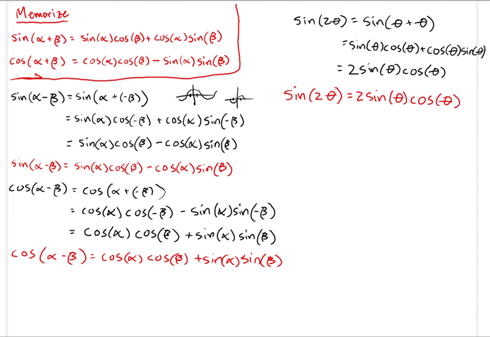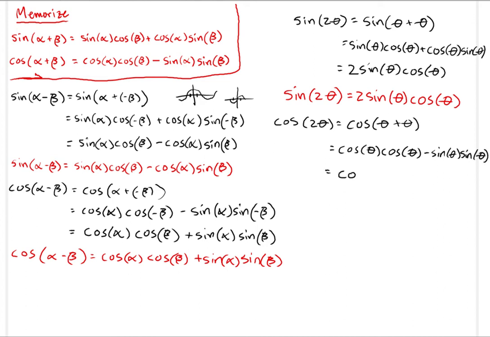All right, so now how about cosine? So cosine, you'd say, well, what's the cosine of 2 theta? Well, that's the cosine of theta plus theta, which is cosine theta cosine theta minus sine theta sine theta. But of course, that's cosine squared theta minus sine squared theta. But there's your double angle formula for cosine.